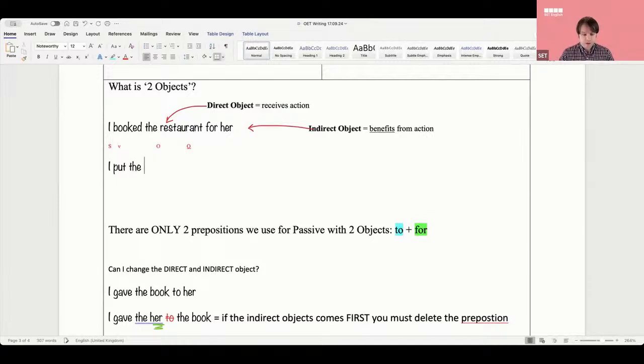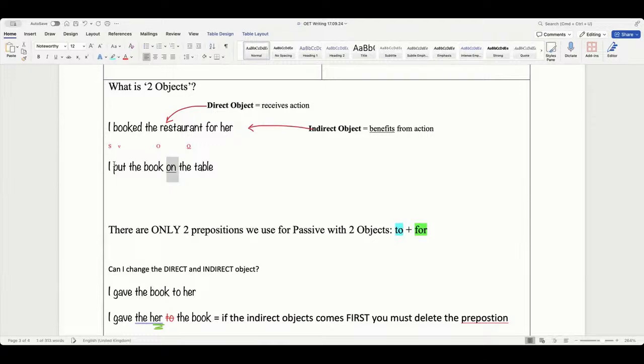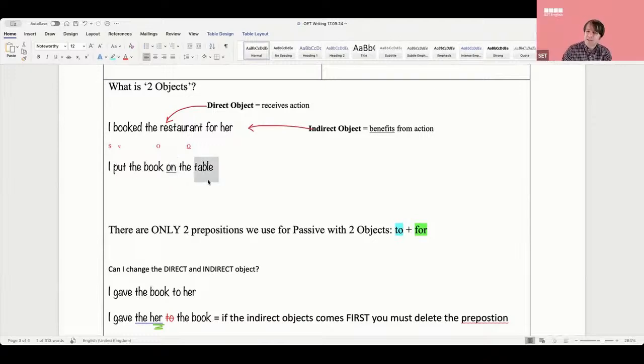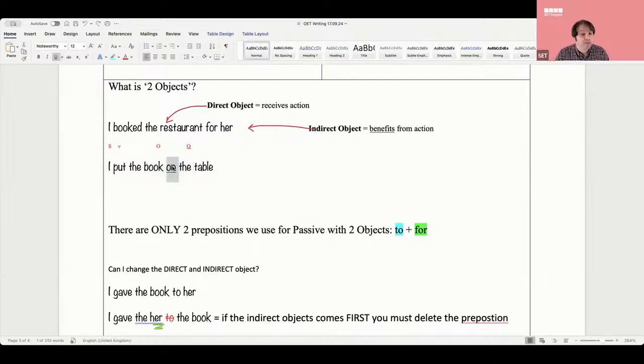I put the book on the table. What's the preposition here? On. So is that a second object? No. Does that make sense? Can I say I put table book? Does that make sense? No. Doesn't make sense. If you use on, it's not two objects.